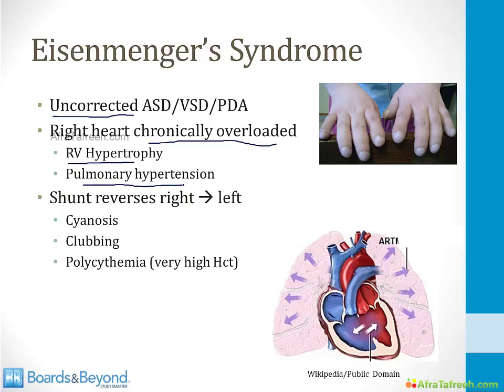Eventually, the pressures on the right side of the heart get so high that the shunt reverses and becomes right to left. Now you have blood flow that is bypassing the lungs. This leads to cyanosis. It classically causes clubbing of the fingers. This is a picture of clubbing of the fingers seen in a person with uncorrected congenital heart disease. And then another classic finding in Eisenmenger syndrome is polycythemia. These patients have a very high hematocrit because they have a chronically low oxygen tension. This stimulates EPO release and increases the hematocrit.